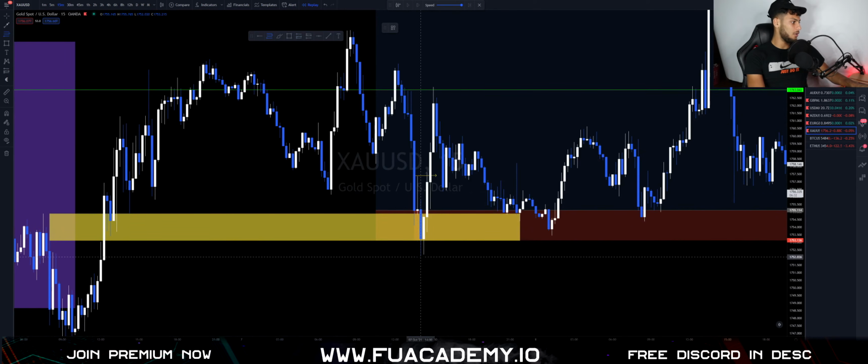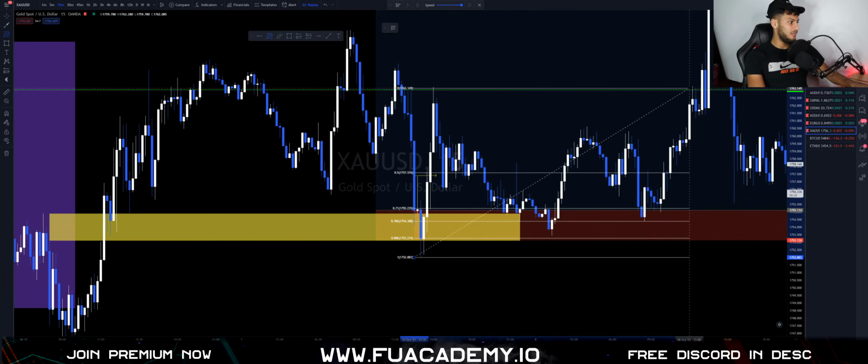So in this scenario right here, I would also mark up from low to high. I have my fib, and my fib lines up with the 71. Open lines up to 71. So this was a great area to enter.